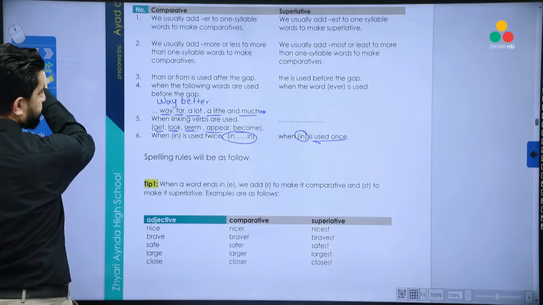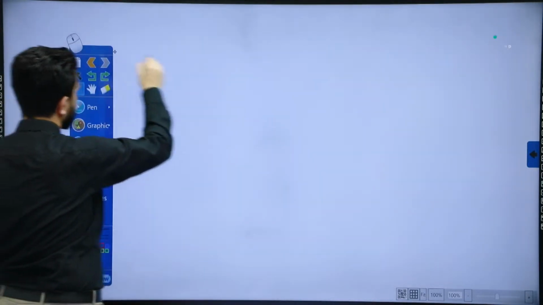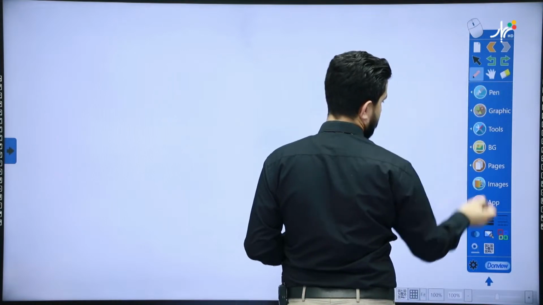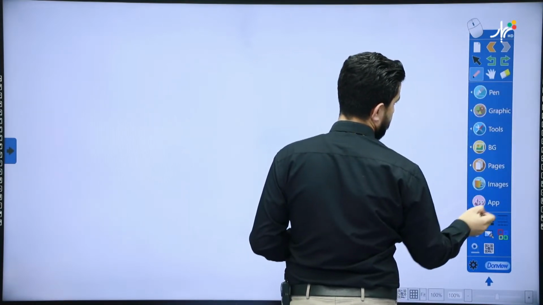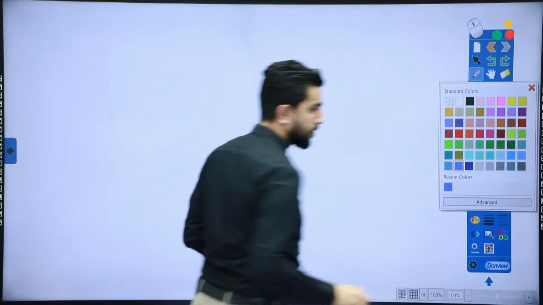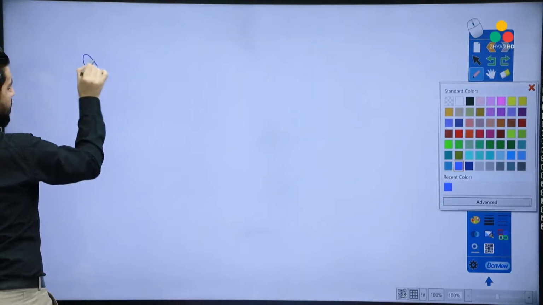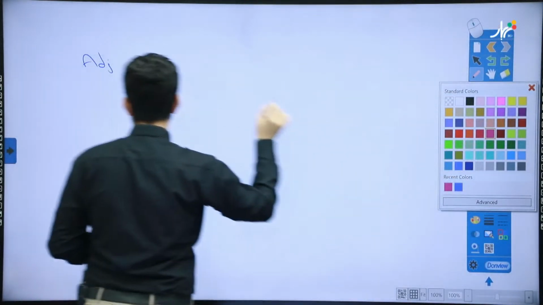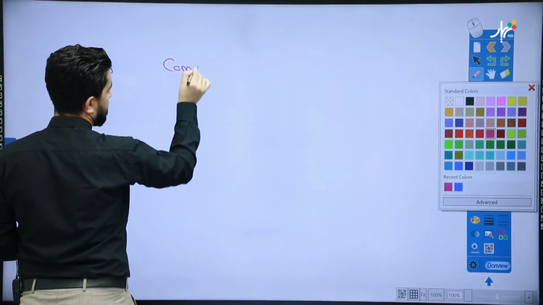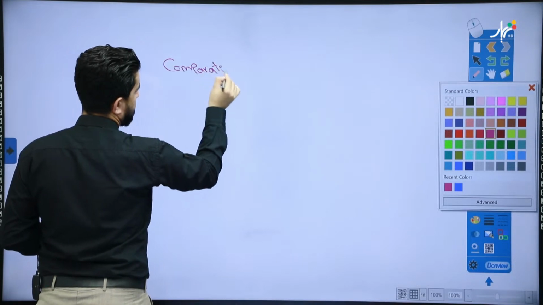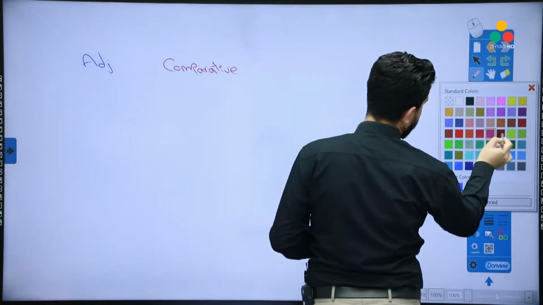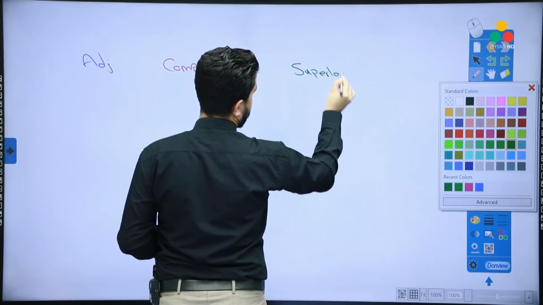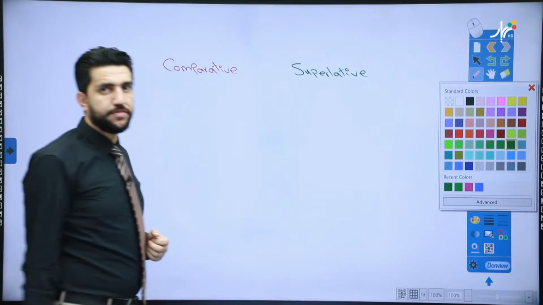Now let's take a look. So first of all, we have the adjective, and then we have the comparative, and then we have the superlative.